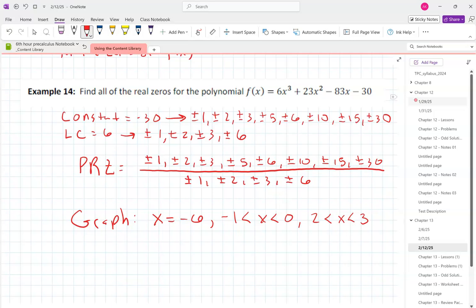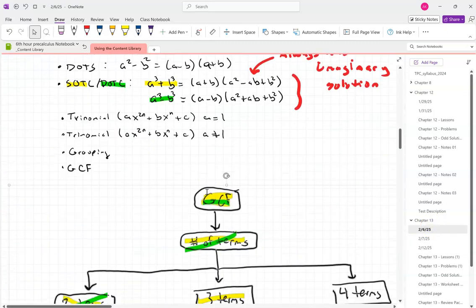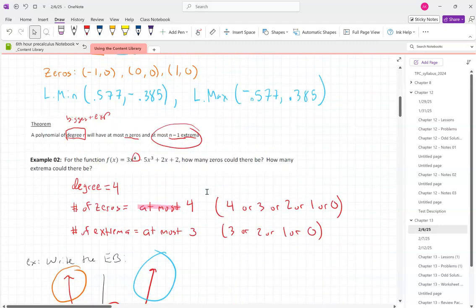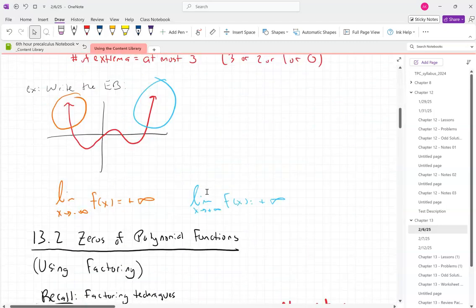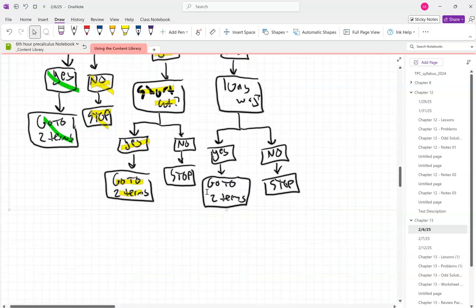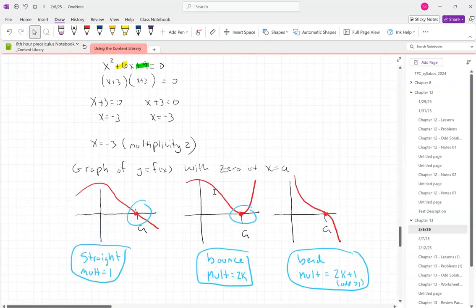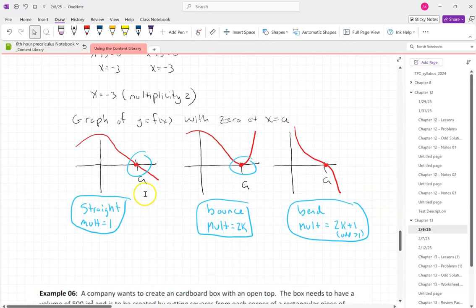Now, in addition to looking at the location of these x-intercepts, I'm also going to look at one other thing. So remember from that very first lesson, we looked at this bend, bounce, and straight piece. That'll tell us what the multiplicity for those zeros would be.